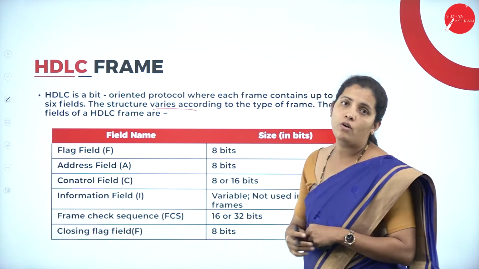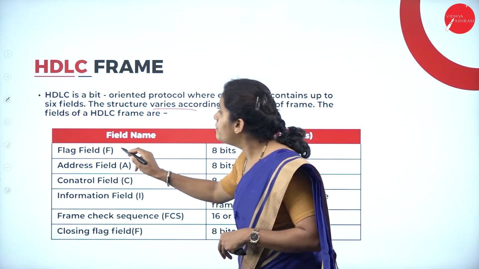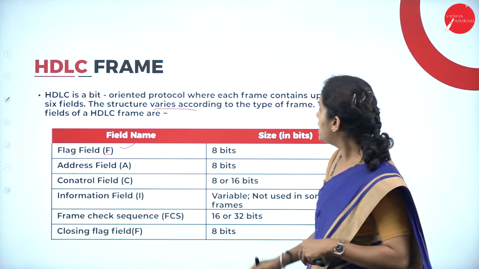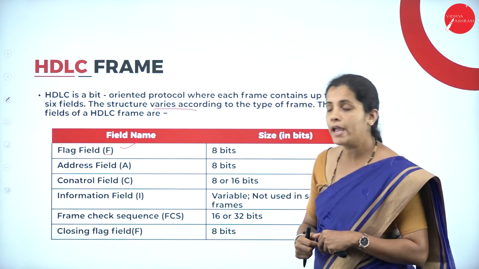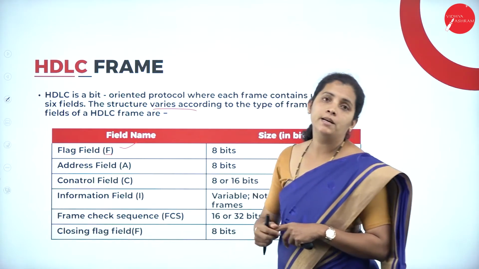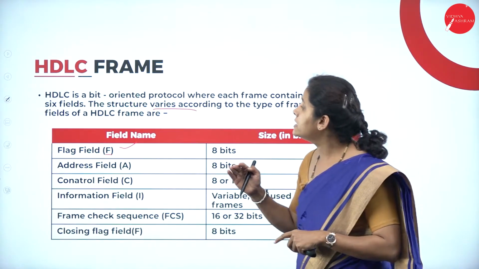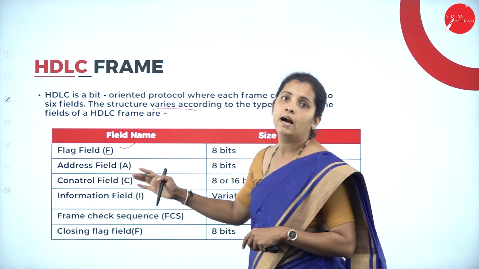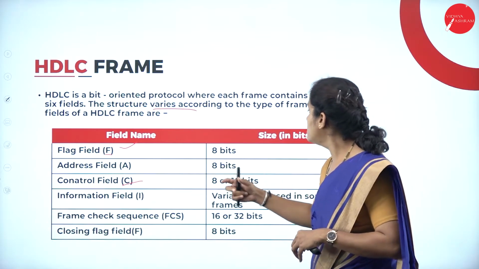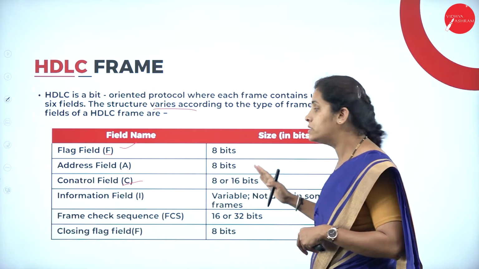The fields of the HDLC frame are, first, the flag field, indicated by the letter F, and the size here is 8 bits, whereas the address field is indicated by the letter A and the length is 8 bits. The next field is the control field, indicated by the letter C, and the length of the control field is 8 to 16 bits.